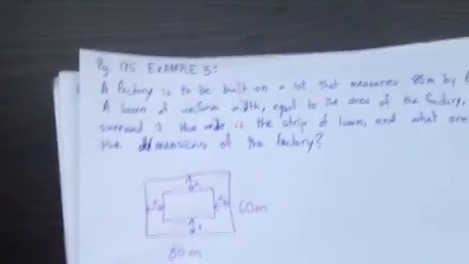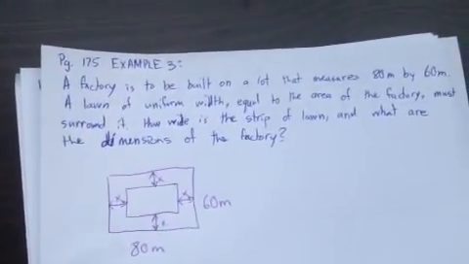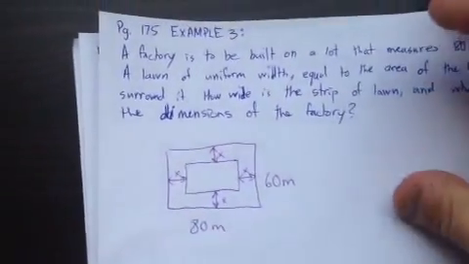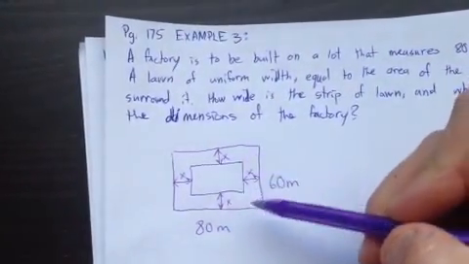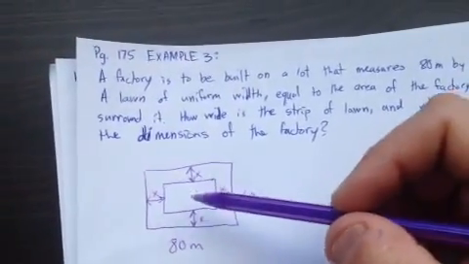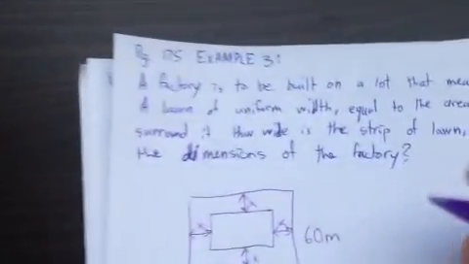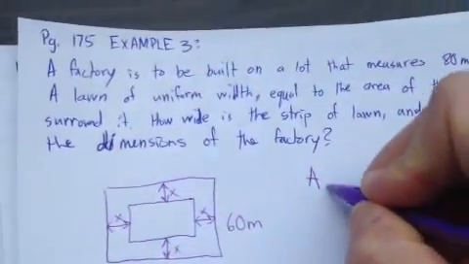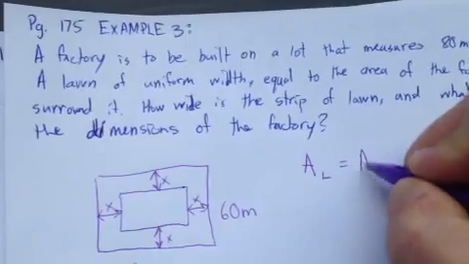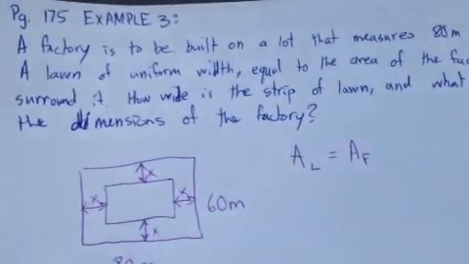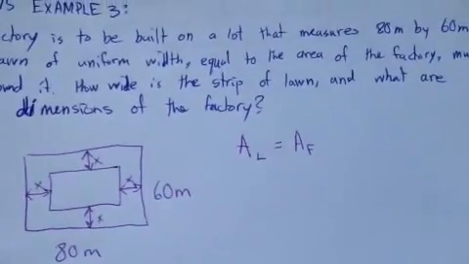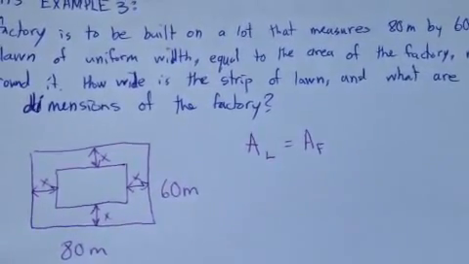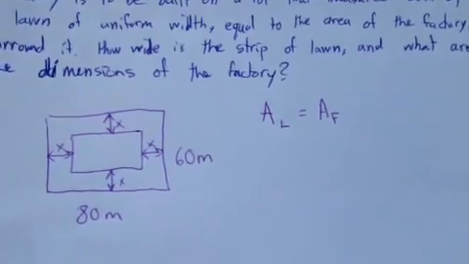The second sentence says that a lawn of uniform width equal to the area of the factory. So you know that the area of the lawn, just the lawn, has to be the exact same as the area of the factory. Okay, so I'm going to write that down over here. The area of just the lawn has to be equal to the area of the factory. So we have to come up with a formula for the area of the lawn, and we also have to come up with a formula for the area of the factory. Those two things have to be the same.